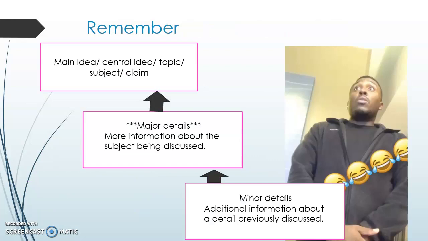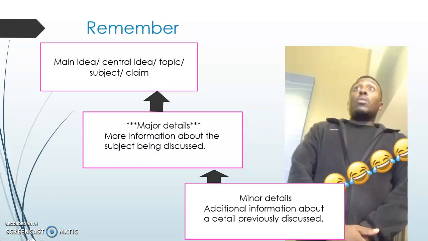Remember, just think of it like this. Y'all know this guy, it's above me now. So start from the bottom. A minor detail is going to give information about a previous detail being discussed. A major detail is going to give us information about a subject that's being discussed. Think of it like that. It's above me. It's above me now. All right.